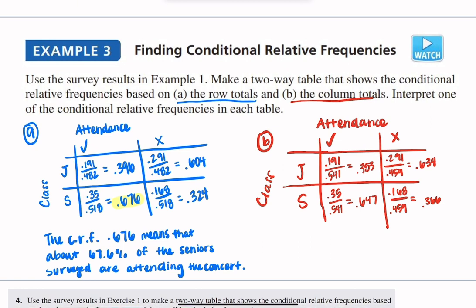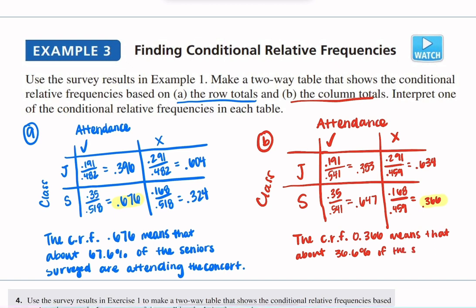Again, I'm just going to choose one at random. Since your book did 0.634, I'll do a different one. We'll do this one. The conditional relative frequency 0.366 means that about 36.6% of, and now we're talking about column totals, so of the students not attending, are, and then we look at the row, so are seniors.